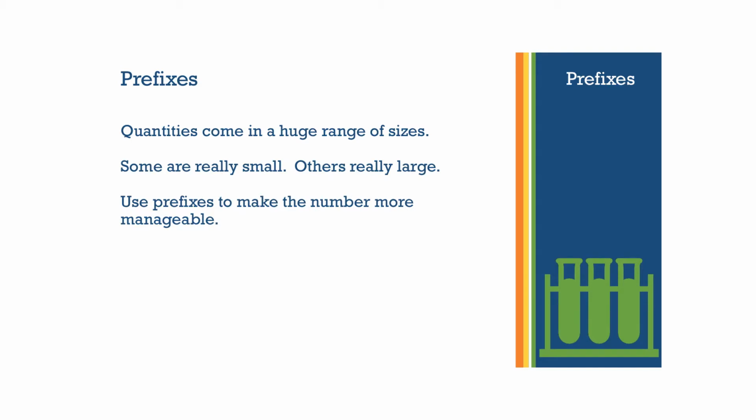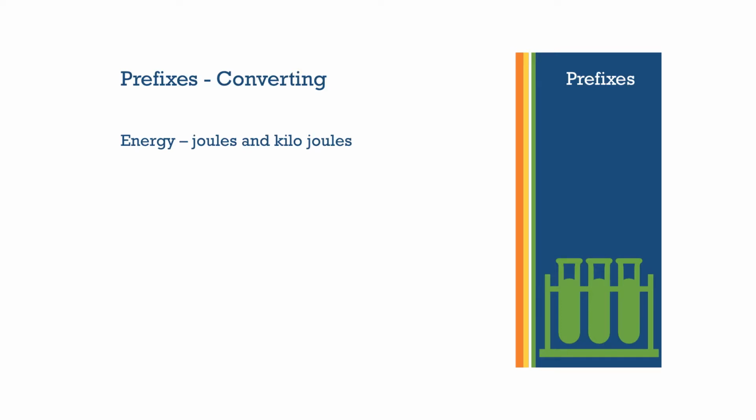So before we look at some examples, let's just remind ourselves. So prefixes, that's a shorthand way of writing different values, if you like. So quantities come in very huge values and some very small values, with a big range of sizes. So we use the prefix to make the number more manageable, so it just looks a little bit nicer. So our first example would be turning joules into kilojoules. So let's just have a look at some examples.